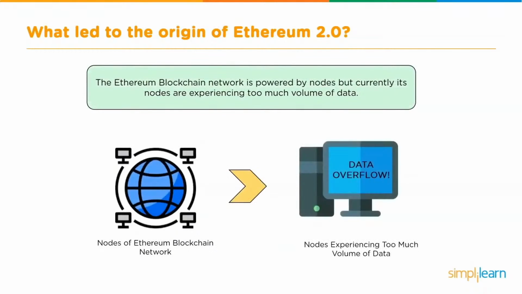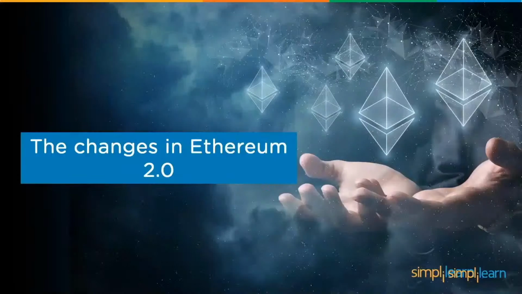Nodes power the Ethereum blockchain network, but currently its nodes are experiencing too much volume. The programmers working on the upgrade have claimed that making its nodes bigger wouldn't be practical. Ethereum 2.0 intends to make the network more scalable to handle all of the activities on the Ethereum network. That makes us wonder, what are the changes in Ethereum 2.0?